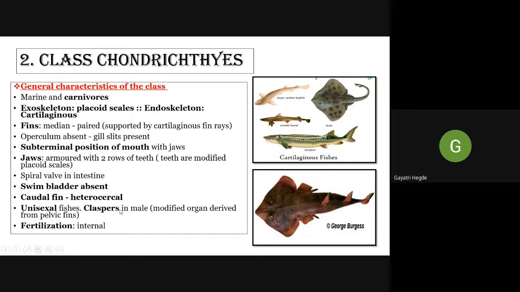Okay, now these claspers are nothing but a modified organ which is derived from the pelvic fins. They are derived from the pelvic fins. The claspers are found here, somewhat over here. Okay, this clasper is responsible for deposition of sperms inside the female's body. Okay, fertilization is internal, so these are oviparous fishes. Okay, internal fertilization is a characteristic feature of the fishes which belong to class Chondrichthyes.